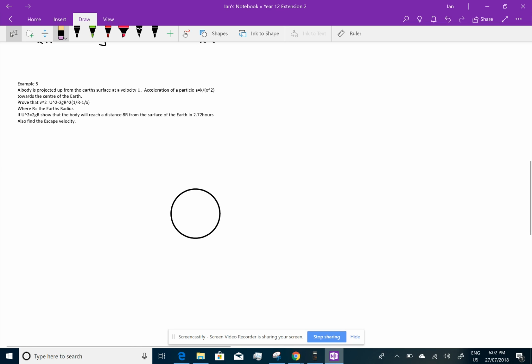Now, Year 12, I'm going to go through example number 5 for resisted motion. So the example is here. It's also in your textbook. A body is projected up from the Earth's surface at a velocity of u.